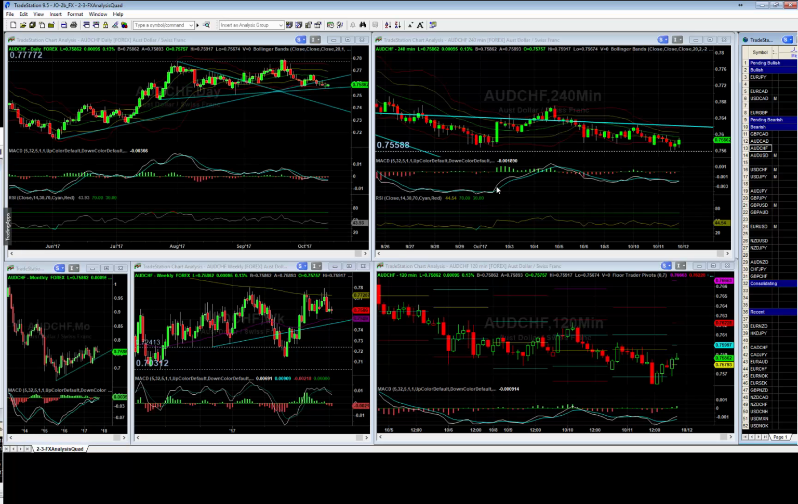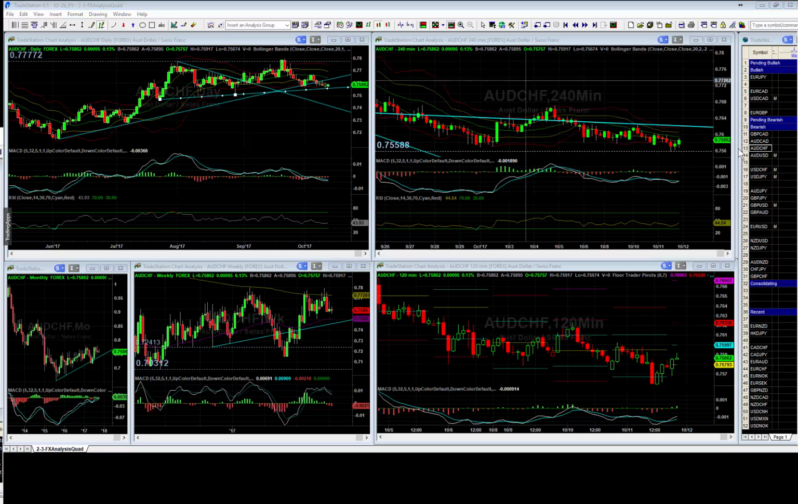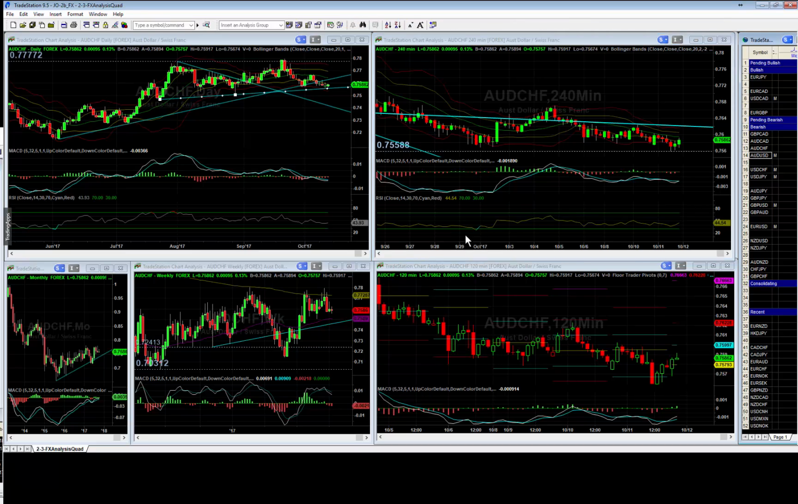The Aussie Swissy is still moving along this support trend line where we went down and touched it. So now what we want to do is see if we can break through it and move with a little bit of strength. So far, I'm not sure if it's going to bounce or if it's going to break through. We want to see it break through.